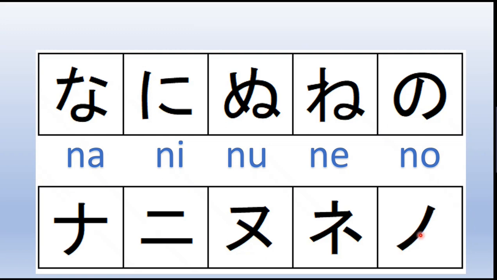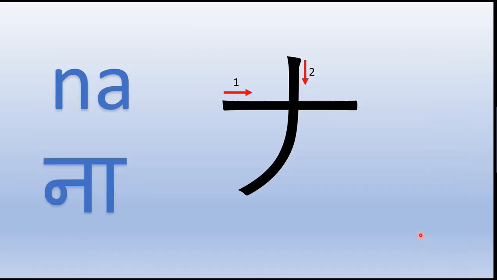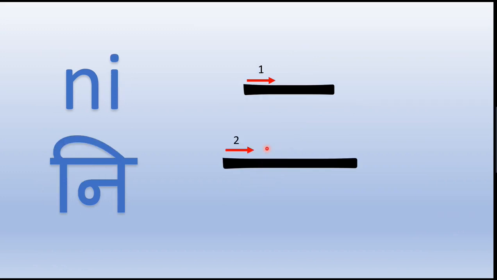Now let us see the stroke orders in each of these. Na, which is very simple: the first stroke is a long horizontal line and the second stroke is a vertical line bent towards the end. Then we have ni, two horizontal lines. We have seen this in our counting lesson as well. This is the kanji for numeral 2 as well. The first stroke is a horizontal line, and the second stroke is another horizontal line, but longer in size.